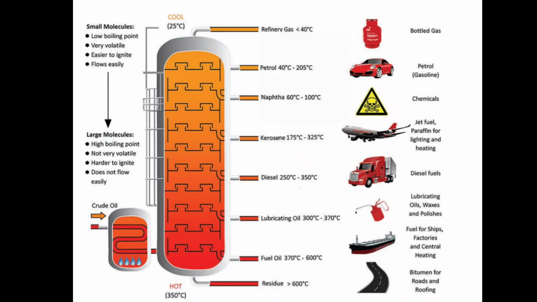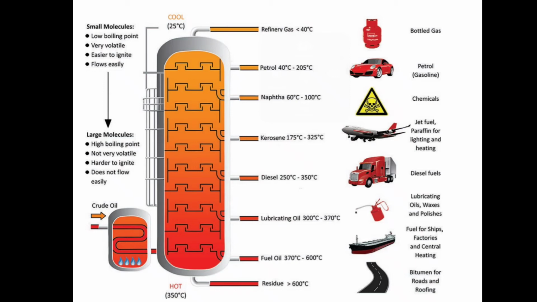So in this process, the crude oil is first heated to about 400 degrees centigrade in the furnace. As the vapors of crude oil move up the tower, various fractions condense at different boiling ranges. So these are also known as petrochemicals.